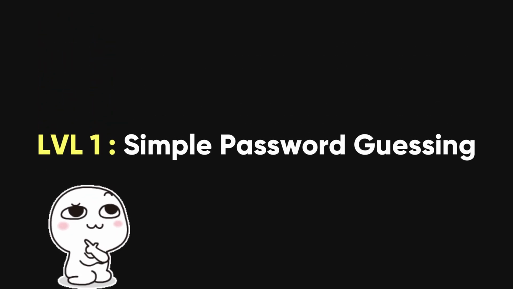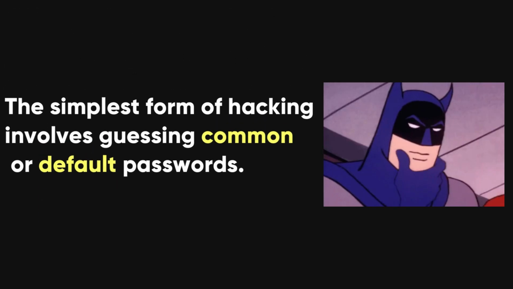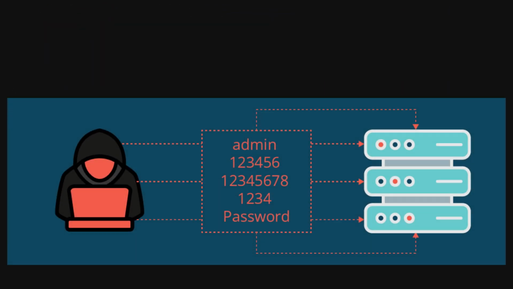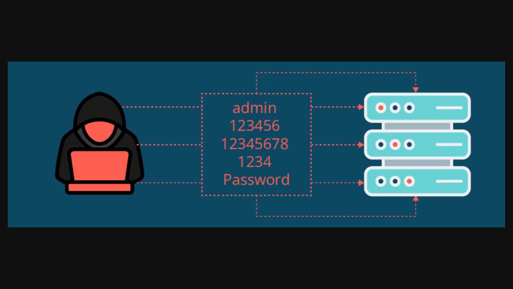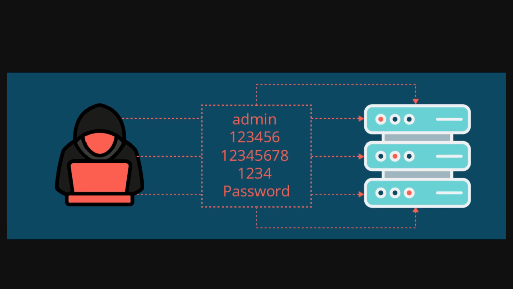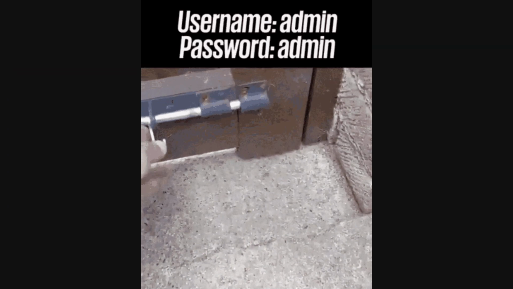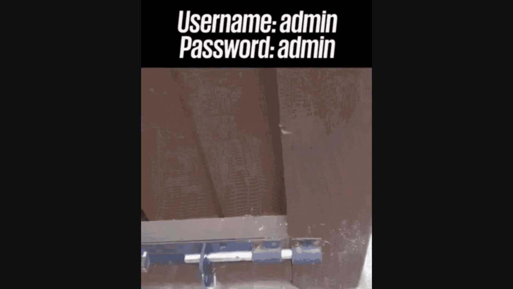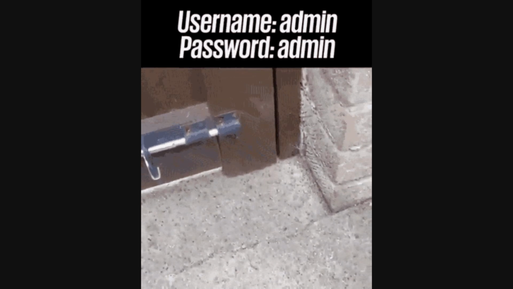Level 1. Simple password guessing. The simplest form of hacking involves guessing common or default passwords. Many people use easy-to-remember passwords like 123456, password, or admin. Hackers can exploit this by trying these common passwords first, often gaining quick access to accounts with weak security practices.